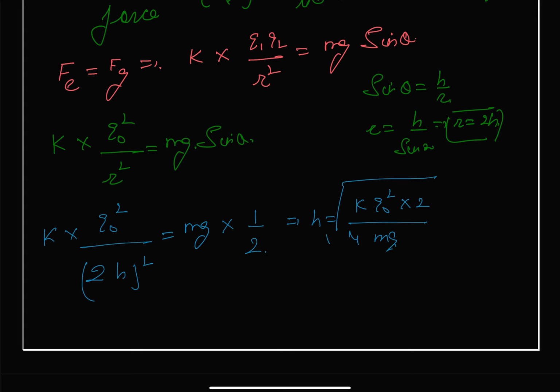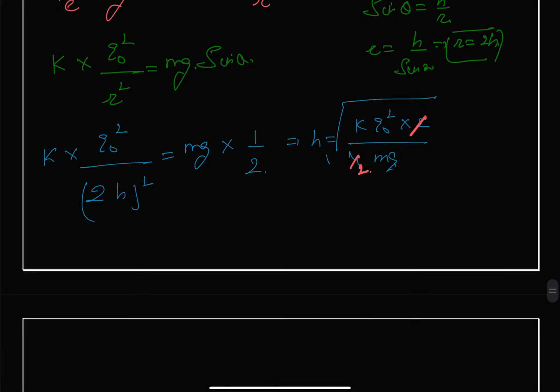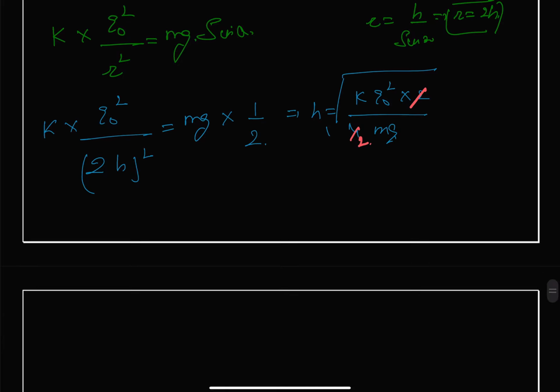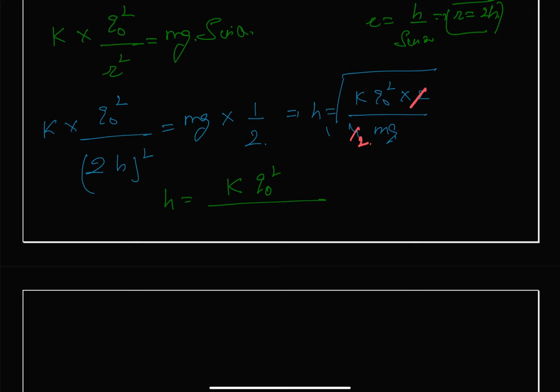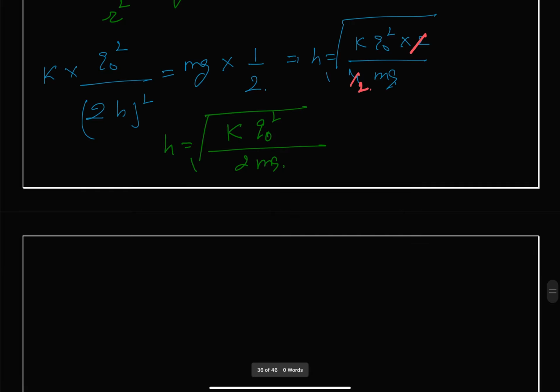So this cancels by 2, and we get our h is equal to k q naught square divided by 2 mg. So this is the value of height h. We are given all the respective values. Now we simply plug them in.